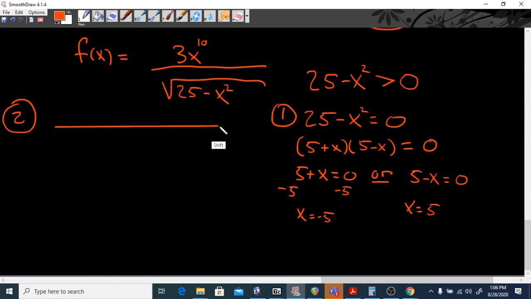And I like to use this as a visual guide. You don't have to, but I think it's helpful. Negative infinity here, positive infinity over here. Our solutions of interest are negative 5 and positive 5.